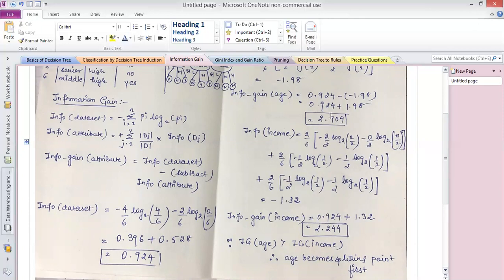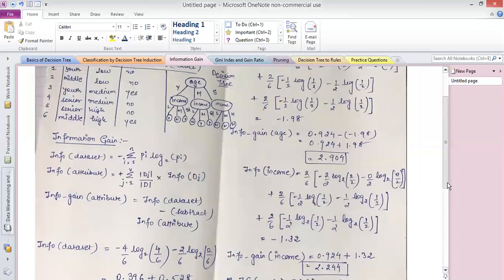In my case, I got information gain age as 2.904, information gain income as 2.244. Now, when you compare 2.904 and 2.244, 2.904 is greater than 2.244. Hence, the information gain of age is greater than the information gain of income. And that is why age becomes the first splitting point. And we put age first and then we put up income. I hope it is clear to you.